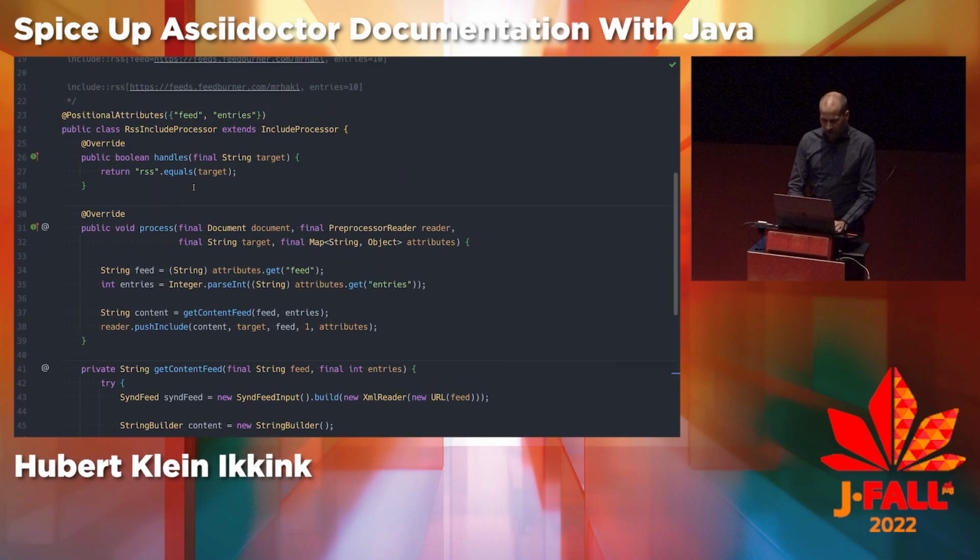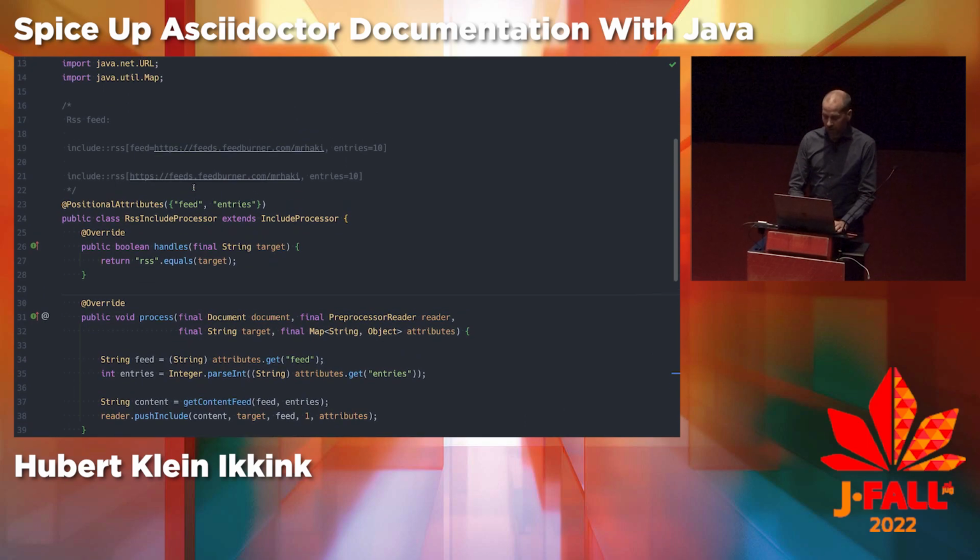This is an implementation of actually an include processor, which is a bit different than the other ones because we have to implement two methods, the handles method and the process method. What the handles method does, you can see, it determines which part you want this implementation to support. So you can see here the syntax, include::RSS. And there are the brackets again, which are the attributes for the processor, just the same way.